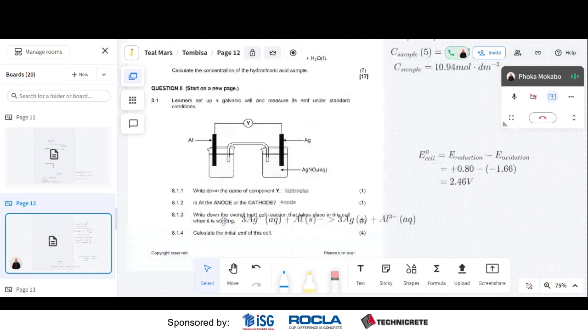Does it remain that throughout its usage? No, obviously the voltage would go down as the cell is used. So therefore, that's why we need to specify that it's the initial EMF.